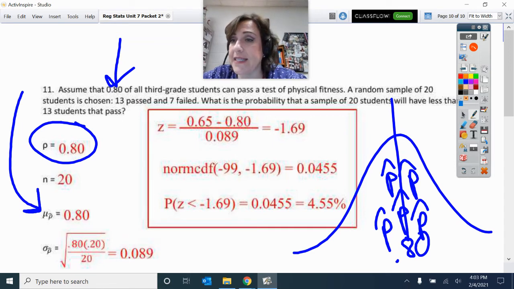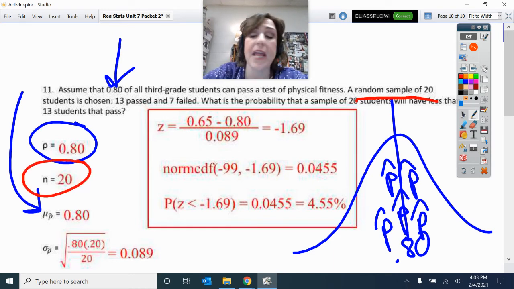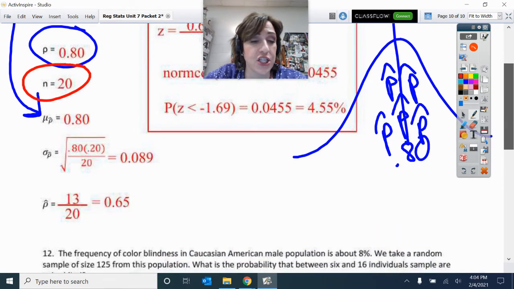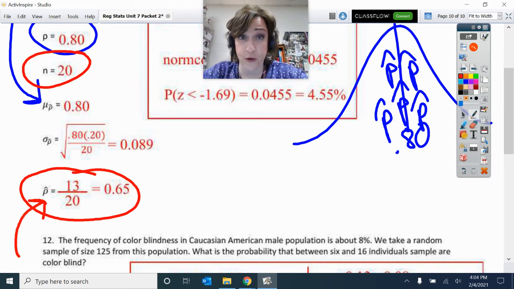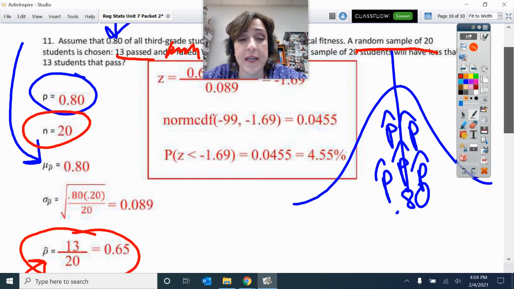Well, they get a sample. So here's their sample results. A random sample of 20. So N is 20. And they had 13 who passed. So guess what? The 7 who failed is extra information and not needed. So my P hat, the sample results of our 3rd graders, was 13 out of 20, which is 0.65.